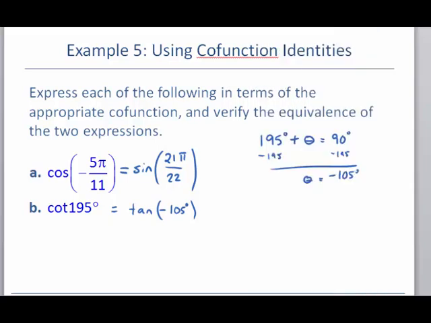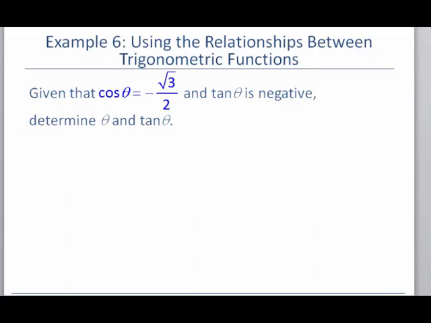Okay, so let's move on to another example. All right, so our next example says, given that cosine theta is equal to negative square root of 3 over 2, and tangent theta is negative, we want to determine our angle and also our tangent of that angle. Okay, so to do that, what we need to do is we need to draw a triangle. And we need to use the fact that we know that cosine is negative and tangent is negative to help us determine the placement of that triangle.